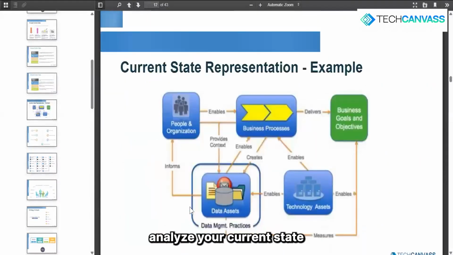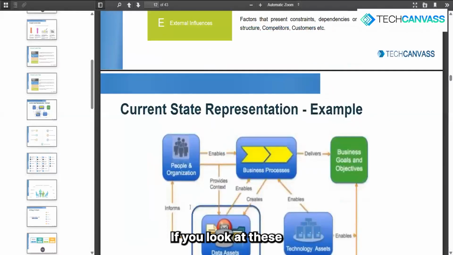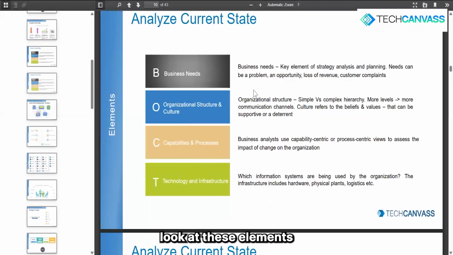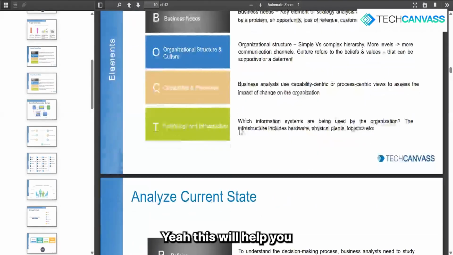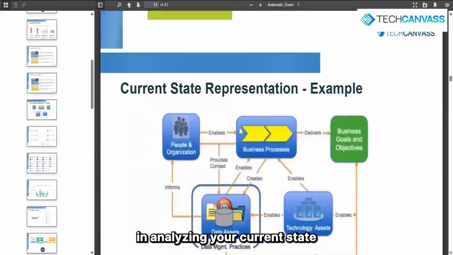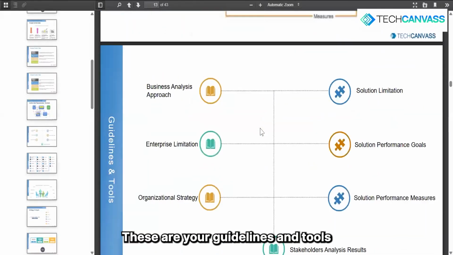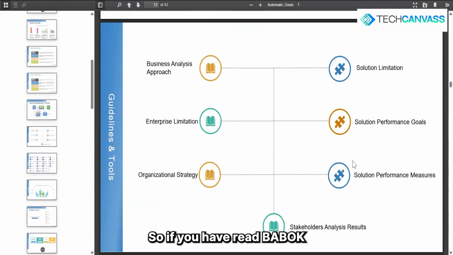This is how you will analyze your current state. When you're doing this, look at these elements. This will help you in analyzing your current state. It's just an example. These are your guidelines and tools. If you have read BABOK, I'm sure some of you have already read BABOK. Guidelines and tools are like your supplements. If you have them, it's a good thing for you. It will help you in moving forward. So these are all your guidelines and tools.